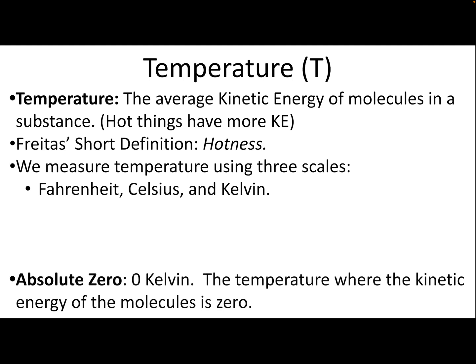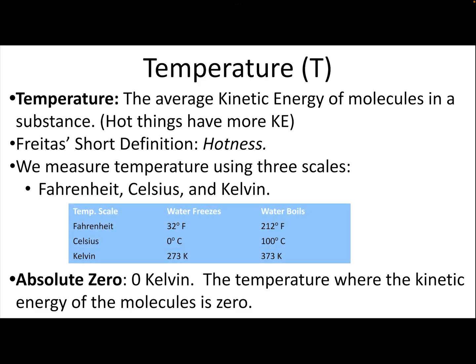Absolute zero is the temperature where the kinetic energy is 0. It is a theoretical temperature. We can get very, very close to absolute zero, but we can't actually get to it. You can think of there being an asymptote right there at absolute zero.